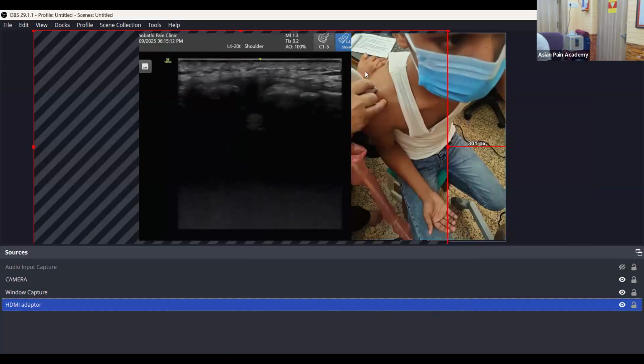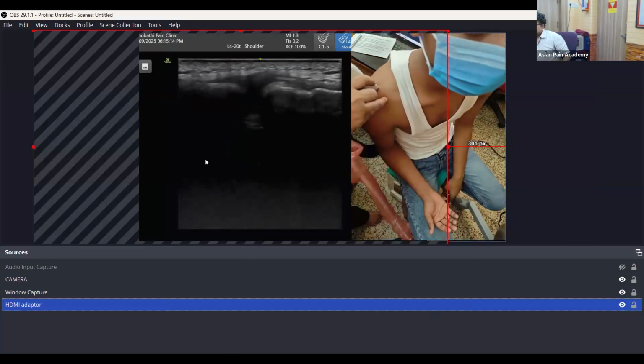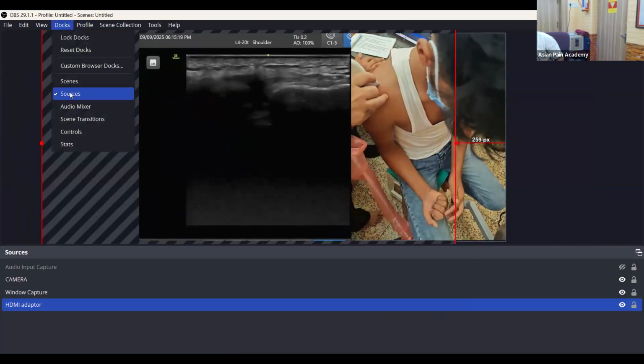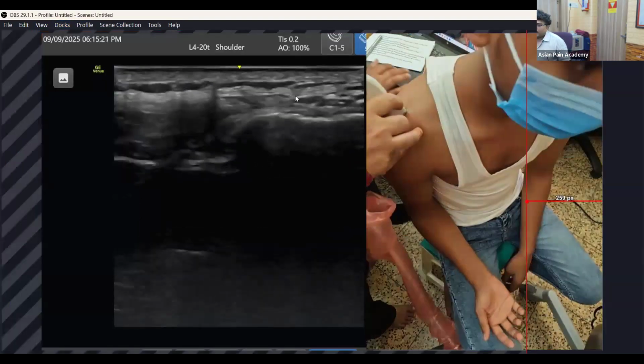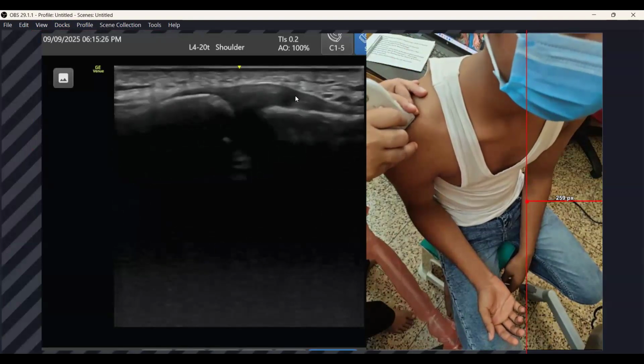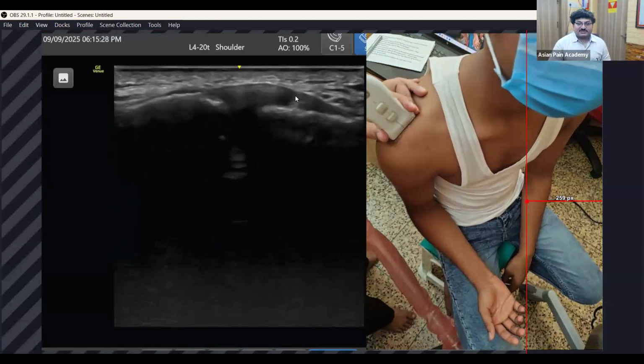Okay, now it is visible. So please continue. But it's good. This is perfect. Okay. I'm just hiding the sources. Okay. I think you can see now. Yes, we can see now. So Sir, we can see. Yes, it is visible.